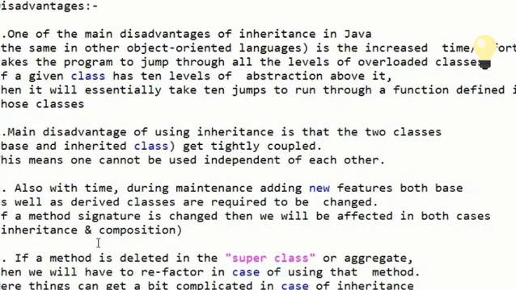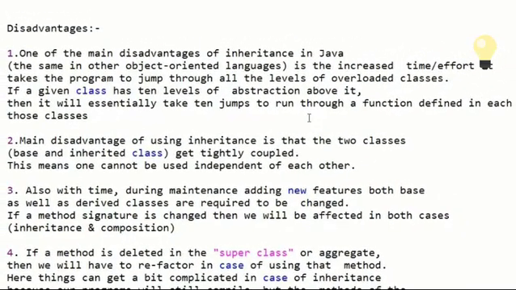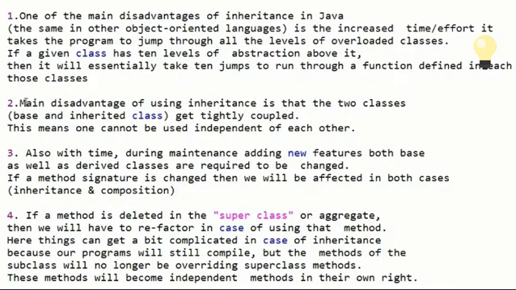Now see the disadvantages of inheritance. The first, one of the main disadvantages of inheritance in Java or in another object oriented language, is the increased time effort it takes the program to jump through all the levels of overloaded classes. If a given class has 10 levels of abstraction above it, then it will essentially take 10 jumps to run through a function defined in each of those classes.